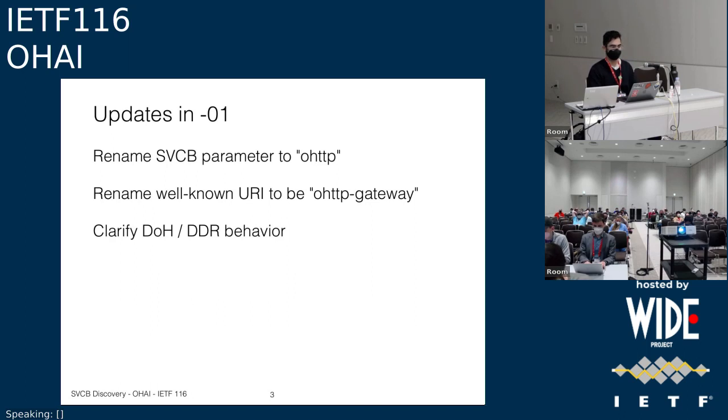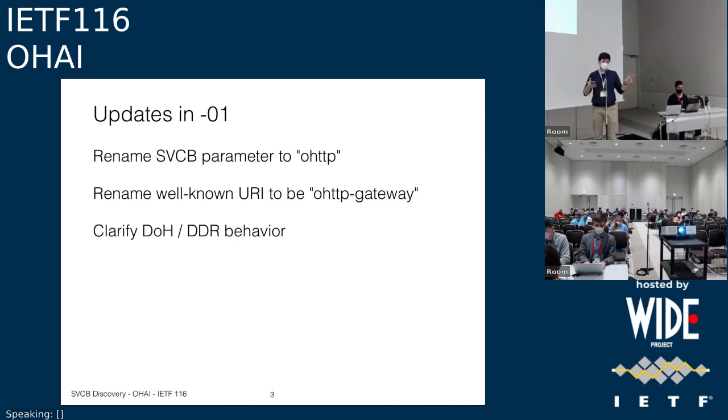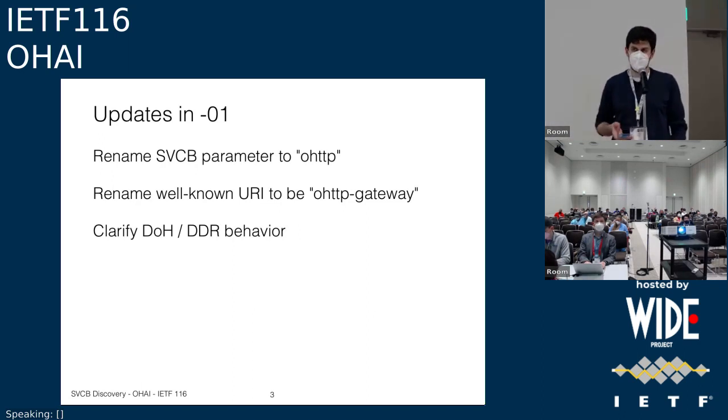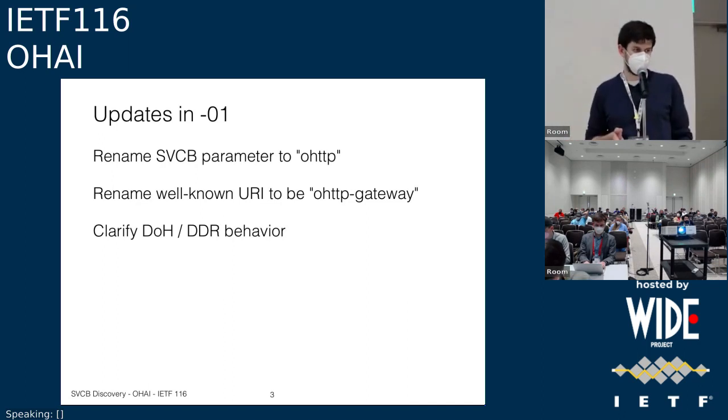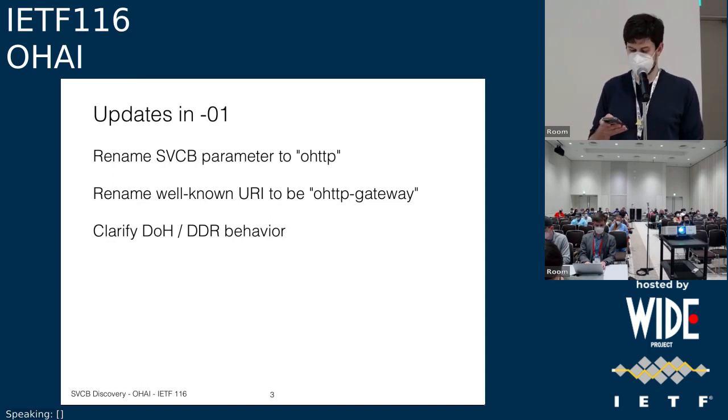Recently we did make a round of updates right before the draft deadline for IETF. It was based mainly on the things that we discussed last time, so these things should not be hugely new. One was a lovely bike shed. We renamed the SVCB parameter and all of the other strings to OHTTP. They used to be oblivious, but OHTTP works better and is also more consistent with the core doc. So this influenced the well-known URI. The other major thing is that we clarified the behavior for using oblivious HTTP for DNS. I'll go into a little bit more detail of this.